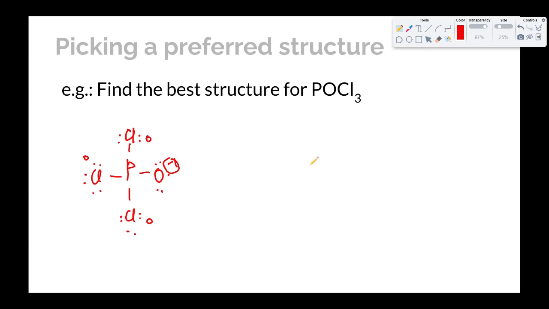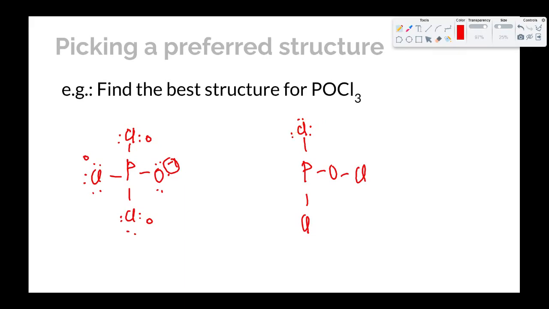Here's another possible structure. If we put phosphorus attached to 2 chlorines, and then put the oxygen in the middle and then chlorine on the outside, I have a hunch that this might be a better structure, because I have already figured out from the examples before this that a double bonded oxygen has a formal charge of 0. Let's fill the octets and double check everything.